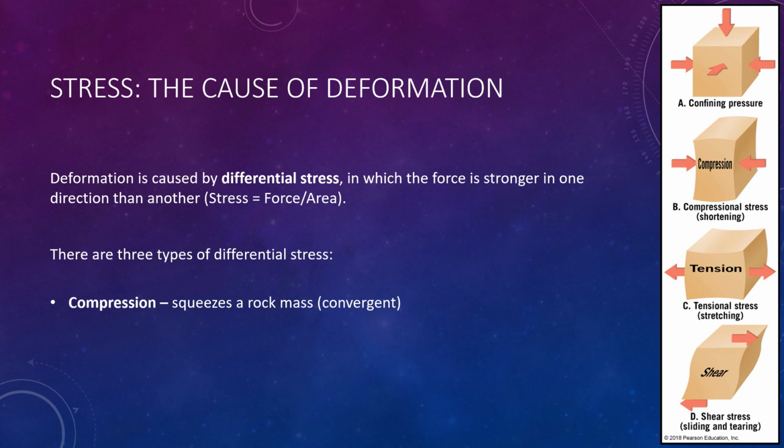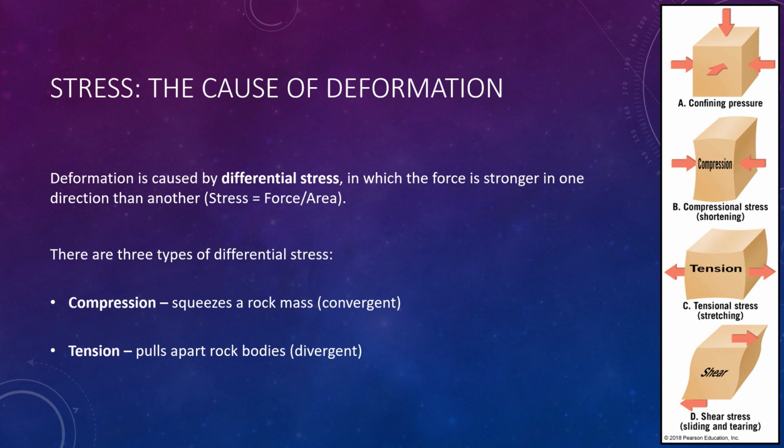So, the first type is compression. This is differential stress that squeezes a rock mass as if it were in a vise, and this is what we call compressional stress. Compressional stresses are most often associated with convergent plate boundaries. When plates collide, Earth's crust is generally shortened horizontally and thickened vertically. Over millions of years, this deformation produces mountain belts.